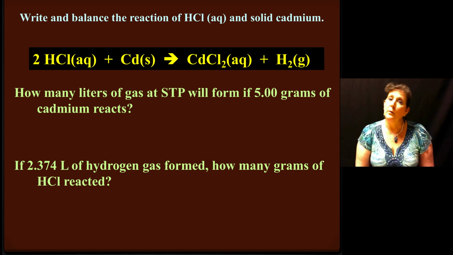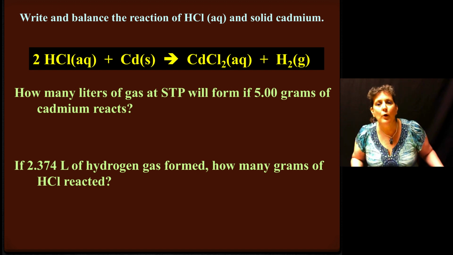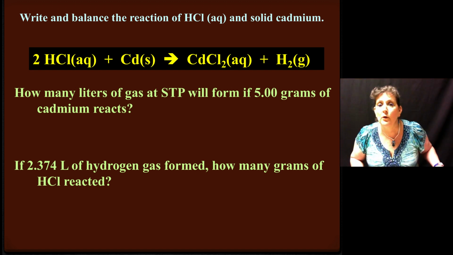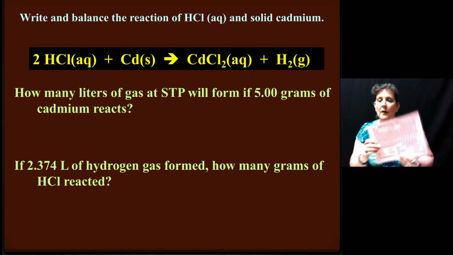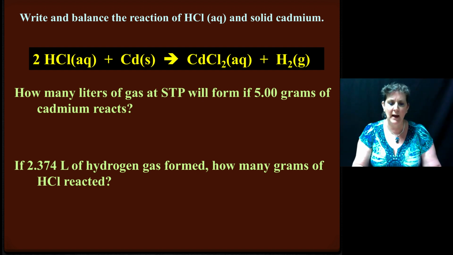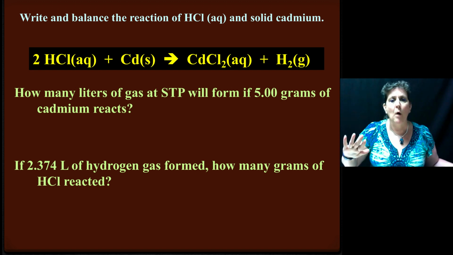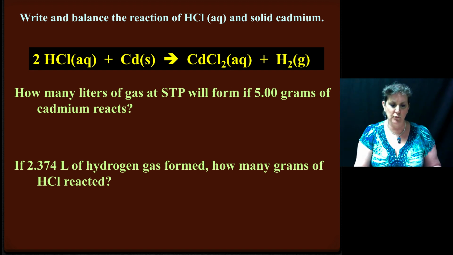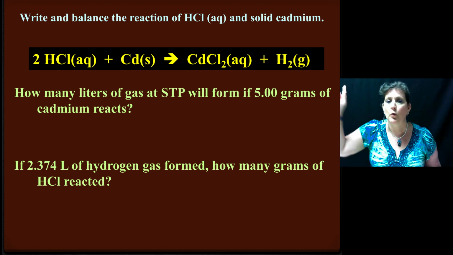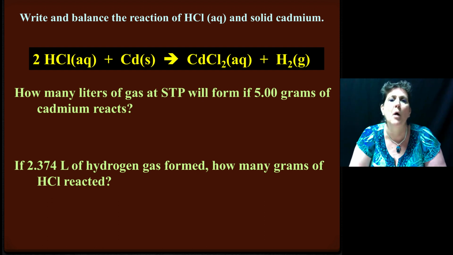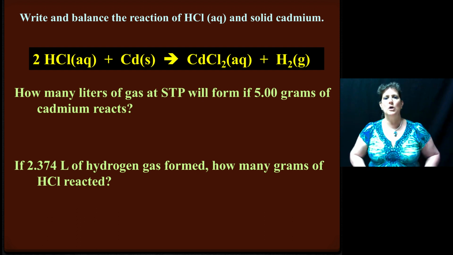To do a mole ratio, we need moles. We have grams. How do you go from grams to moles? That's right, our molar mass. What's the molar mass of cadmium? 112.41 grams per mole. Okay, so we've got 1 mole of cadmium on top, and the molar mass, 112.41 grams, on the bottom. Grams of cadmium cancel out. We're in the moles. Now we can do our mole ratio.